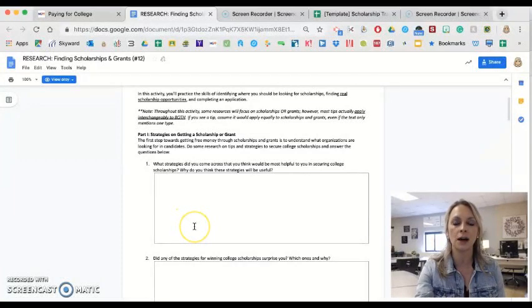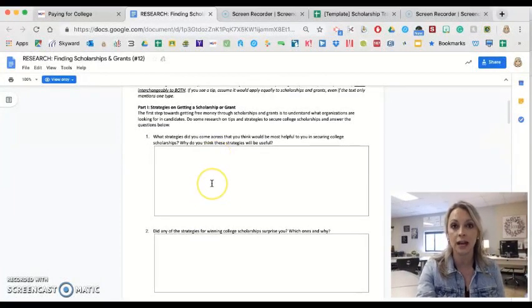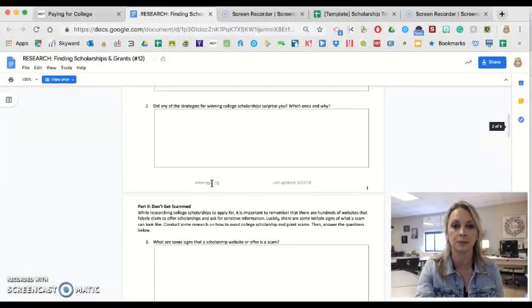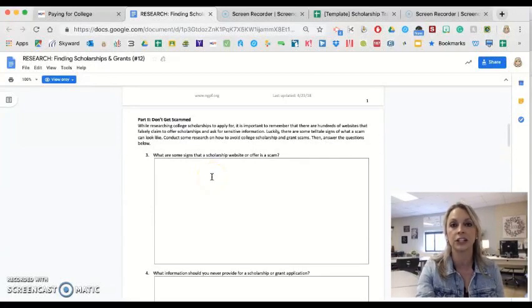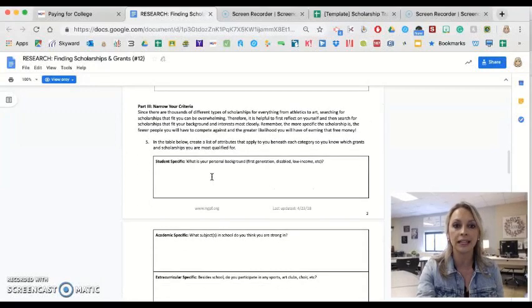The first part of this is looking at strategies on how to find different scholarships and grants. The second part is looking at scams, which is really important for them to be able to see signs that this scholarship or this opportunity might be a scam. Part 3 helps them narrow down what they could look for.